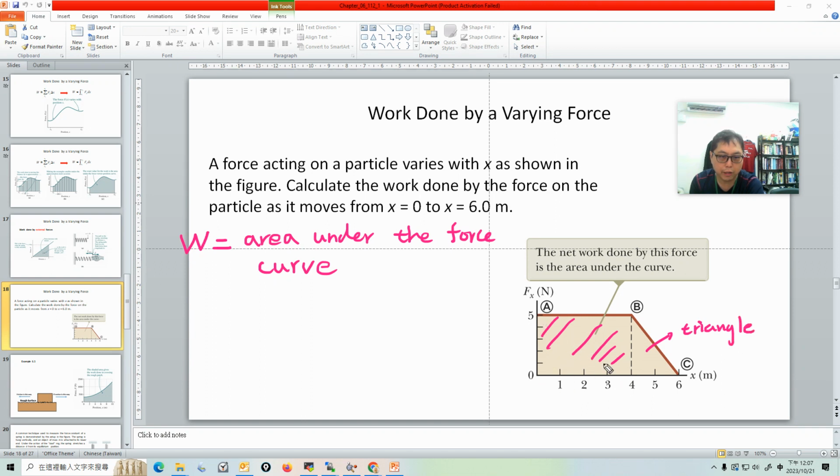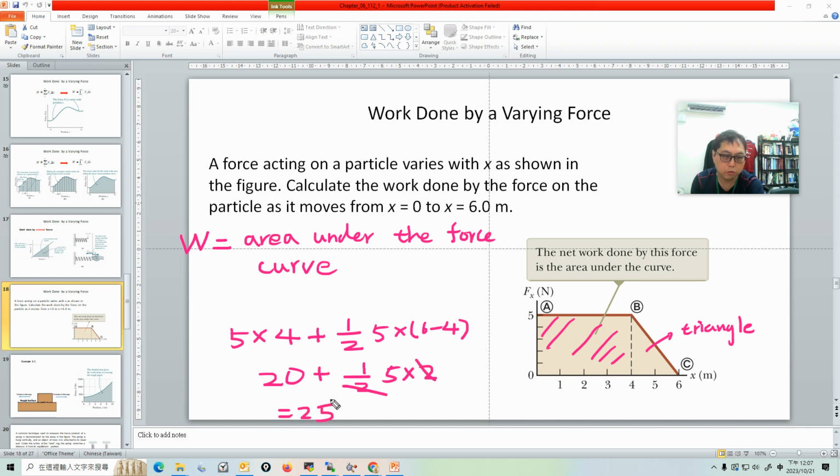How do we calculate the area of a rectangle? It's very simple. It's 5 times 4. And the area of the triangle, I believe all of you can understand this: 1/2 times 5 times (6 minus 4). So 20 plus 1/2 times 5 times 2, so it becomes 25. So this variant force is doing 25 joules of work from 0 to 6 meters. So area under the curve, that's very simple.